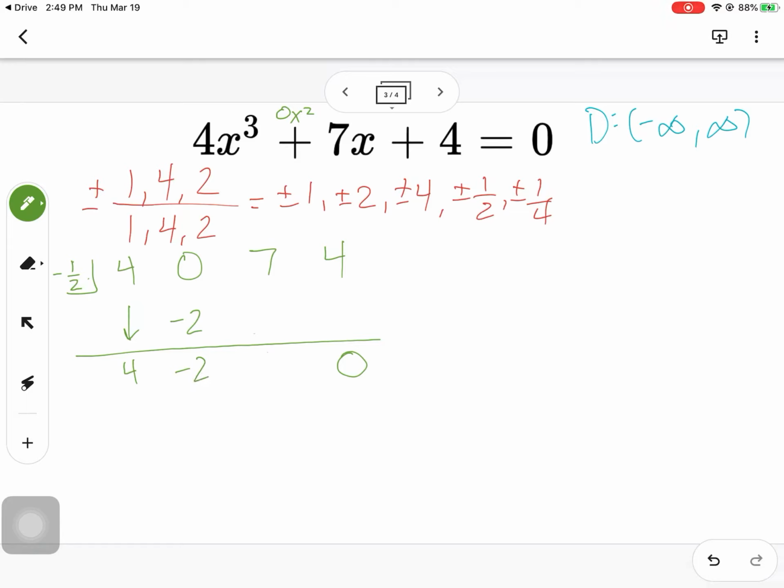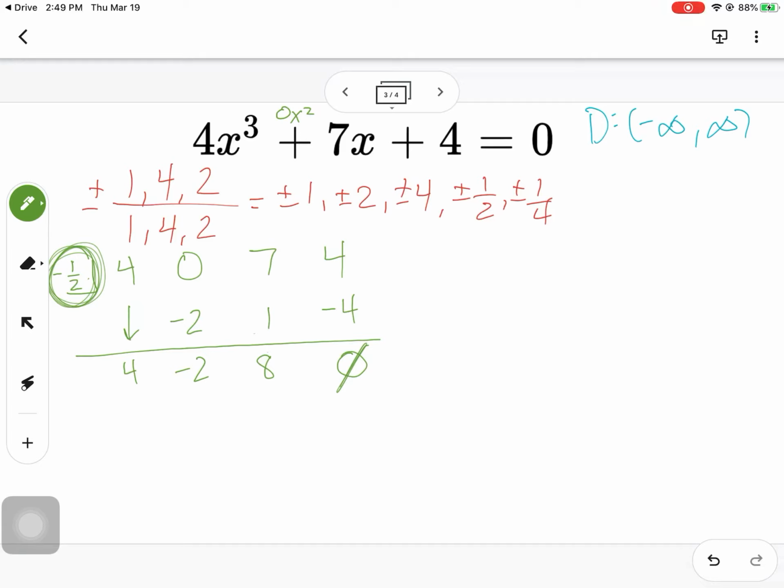Negative half of 4 is negative 2. 0 minus 2 is negative 2. Negative a half times negative 2 is going to be 1, which gives me 8. And now that gives me a negative 4, and I actually get a remainder of 0. So negative a half goes in. That is my first solution, so I need to remember that that's there.